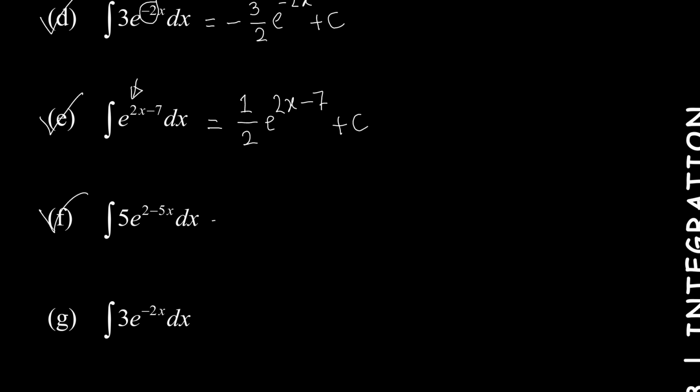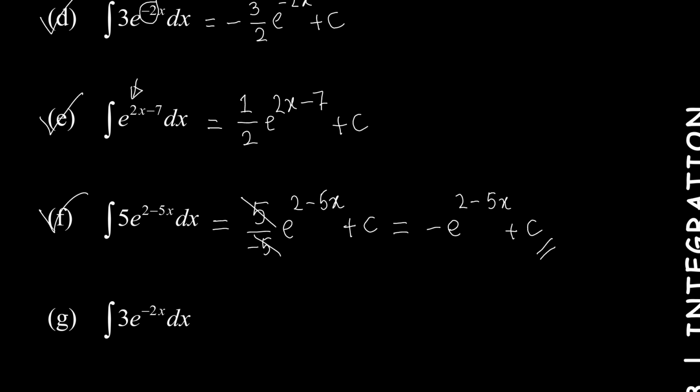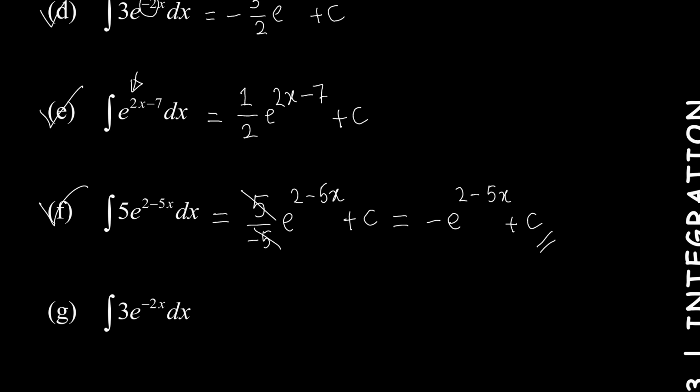F is this question. I'm going to do it quickly. 5 divided by negative 5, then e to the power 2 minus 5x. Whatever is written as the exponential, we have to write the full thing. Now we can write it simplified. 5 and 5 we can cut out, so there is a minus sign. Minus 1 means without 1 we can also write negative e to the power 2 minus 5x plus c, and this is our final answer. Hope you understood, and you may apply the formula yourself.